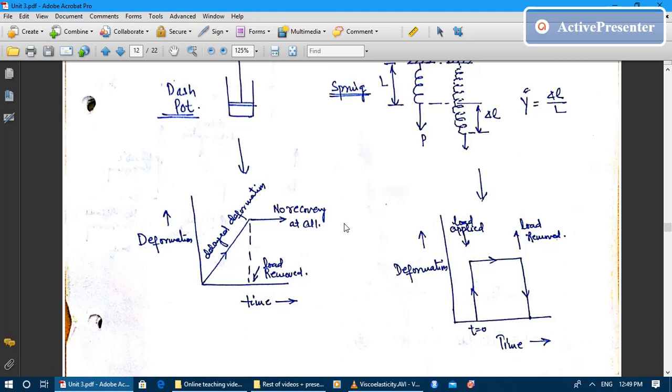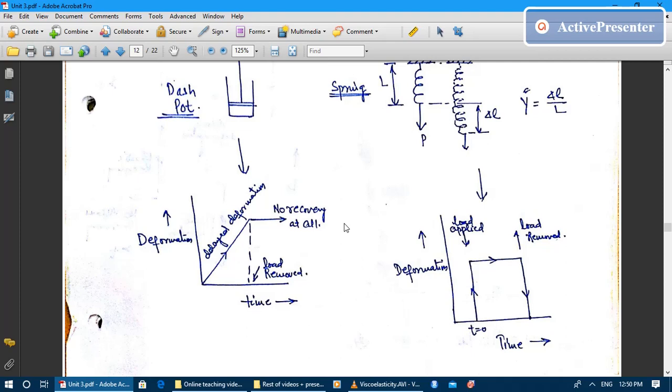Now you might ask why I am giving the example of spring and a dashpot. So reason is that spring represents a complete elastic element and dashpot represents a complete viscous element. And our material, polymer, is a viscoelastic material.